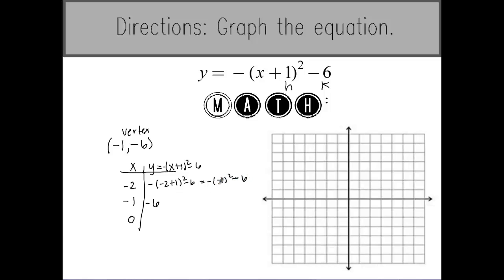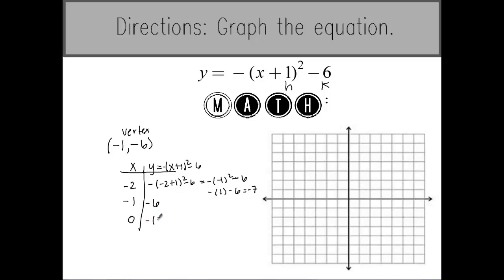Order of operations says to do exponents first. (-1)² is +1, minus 6. Then I distribute the negative on the outside. -1 minus 6 is -7. Then I plug in 0.